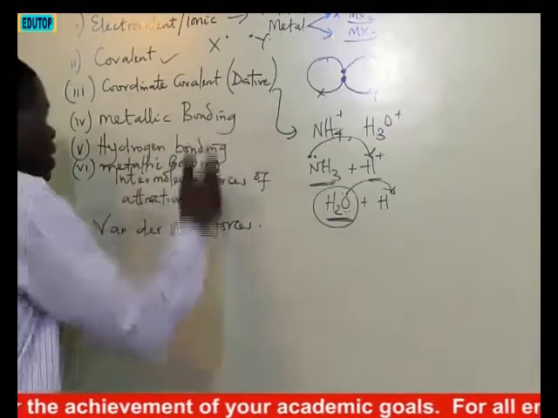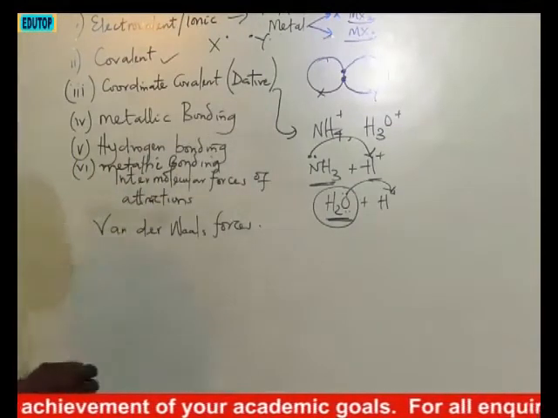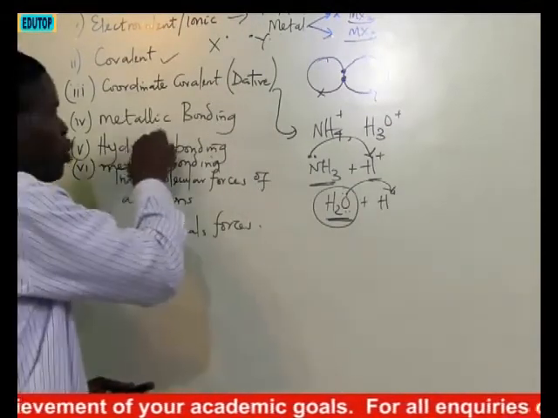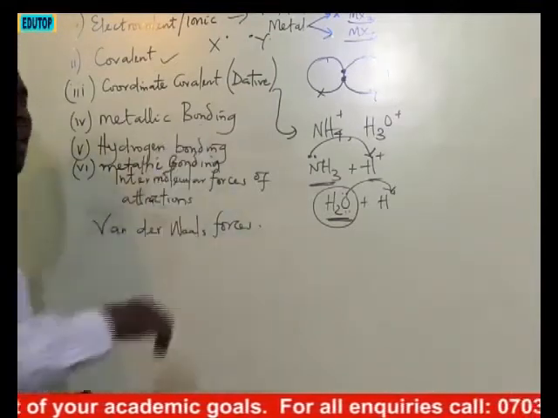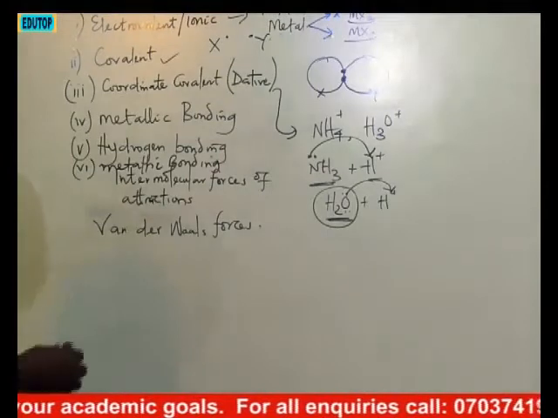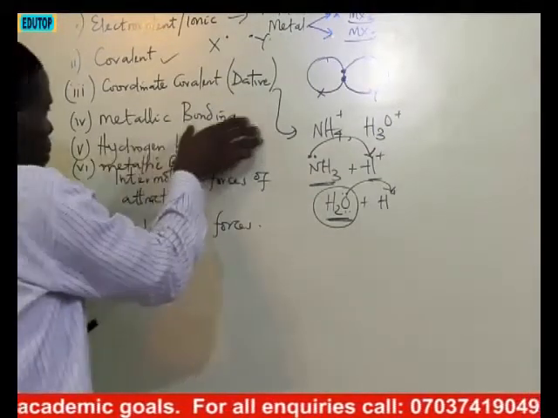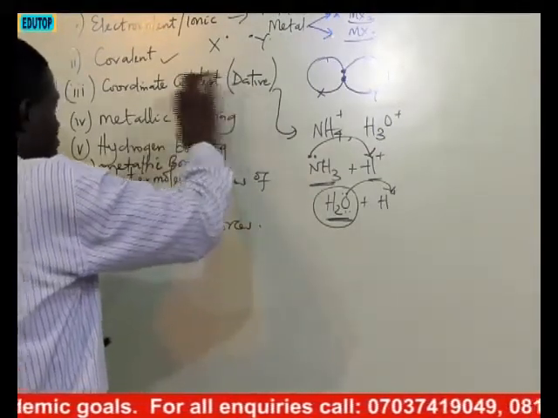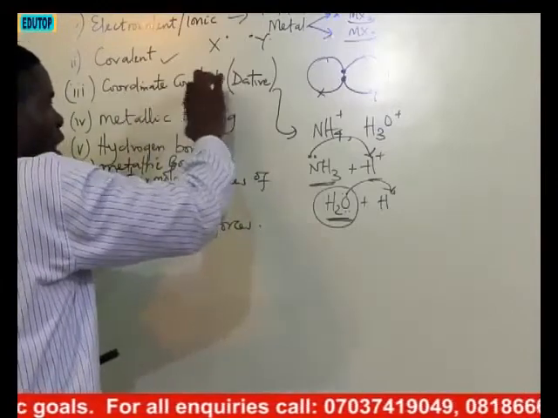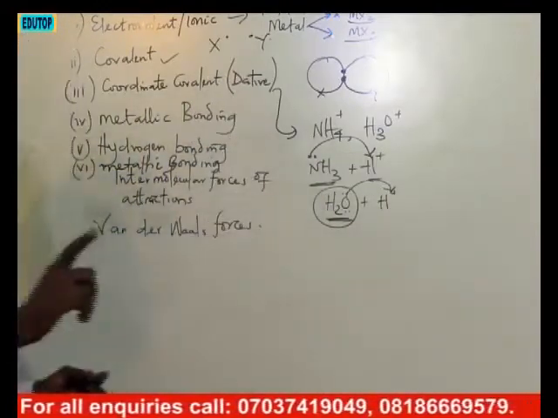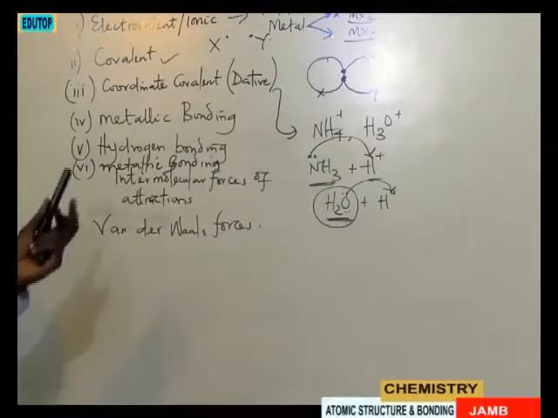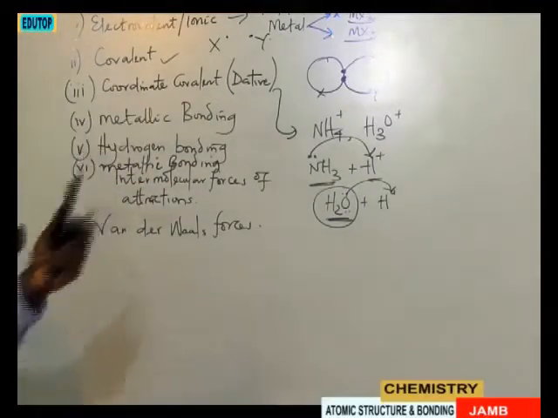Then the metallic bonding. In metallic bonding, it is the force of attraction between the valence electron and the metal atom. So it means the bonding is as a result of what? The force of attraction between the valence electron and the what? The metal atom. Take note of that. So the interaction is as a result of what? Valence electron and the what?